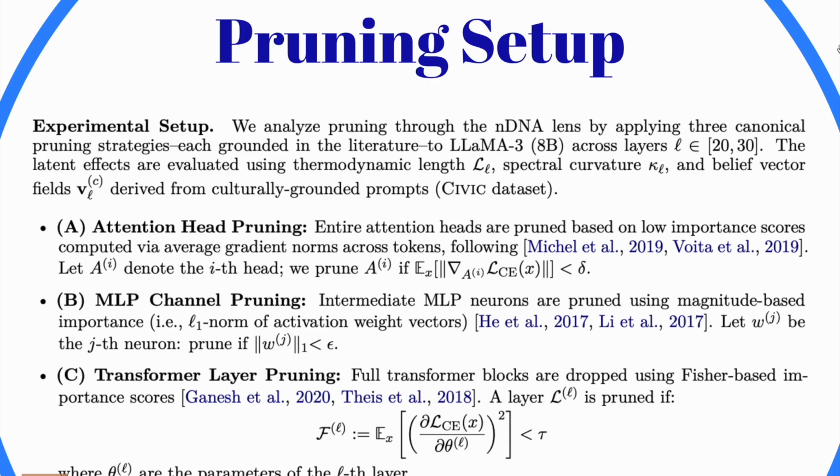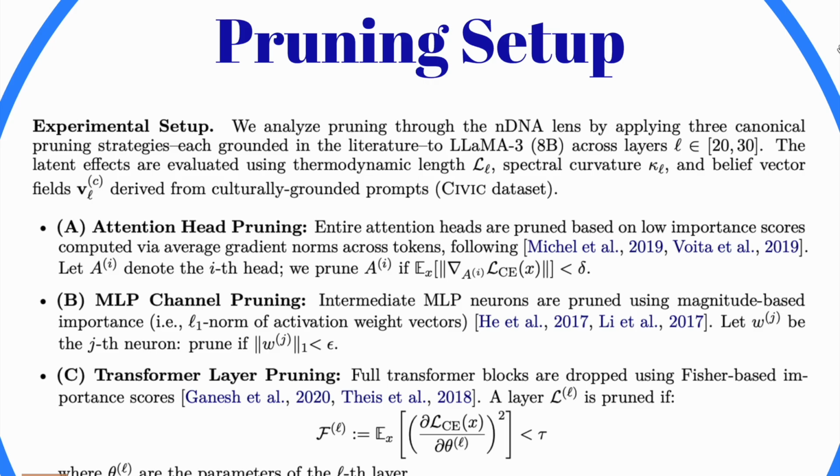First, attention head pruning. For every attention head, we compute an importance score as the average gradient norm of the cross-entropy loss with respect to that head, averaged over tokens. If that score falls below a small threshold, call it delta, we remove the head. Intuition, heads whose loss gradient is consistently tiny are treated as non-contributors to learning signals, so they are pruned.